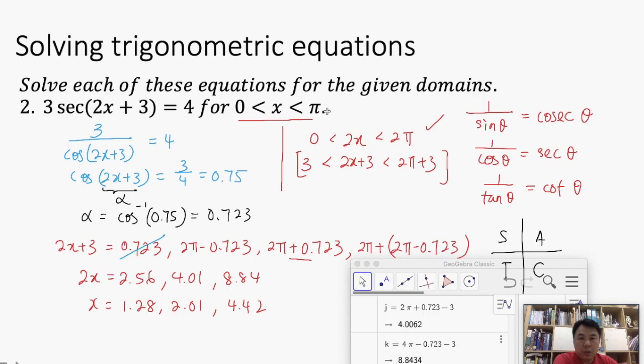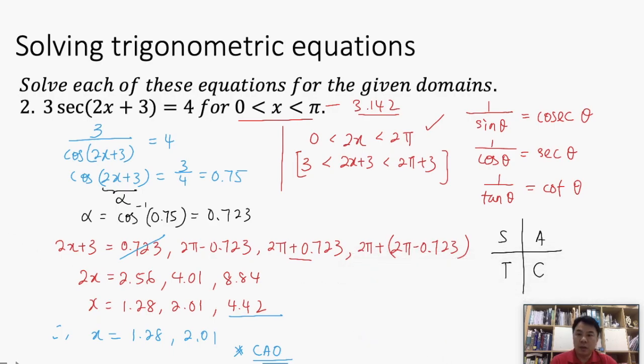1.28 is okay because this value here is 3.142. Okay, but I accidentally included one which is outside the domain. So from here I can conclude one more time my final solutions to be 1.28 and then 2.01. And then sometimes in mathematics you can write, I'm ready to chow. Okay, not chow down. Okay, so I hope that is clear to you.